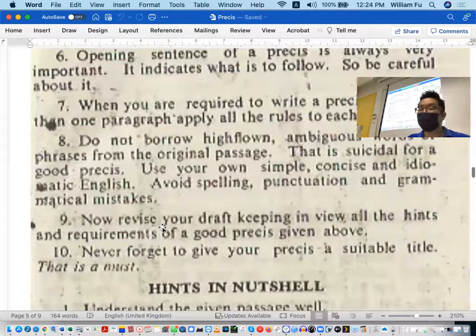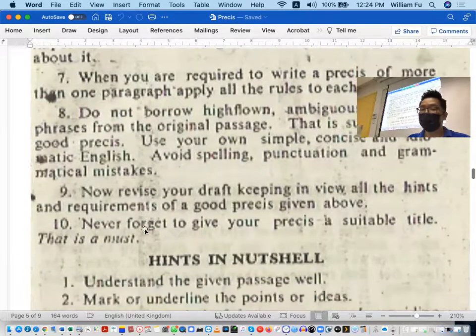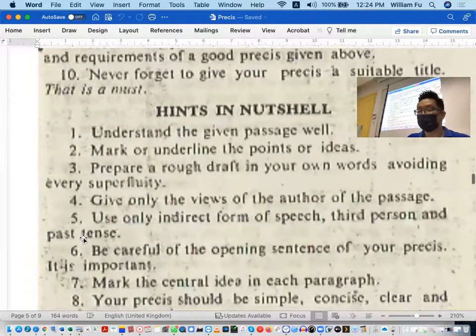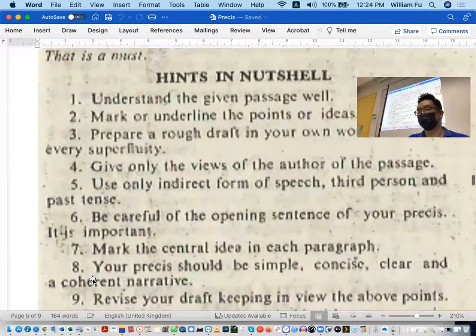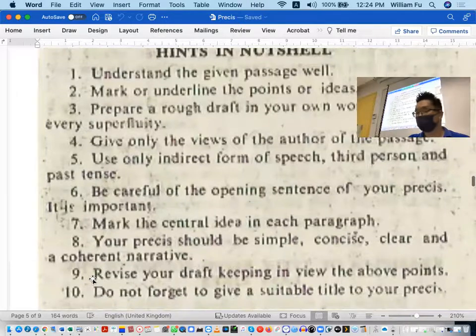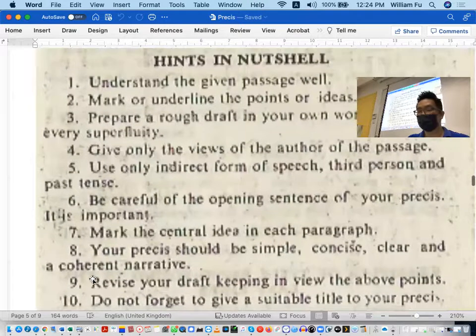Number 9, now you need to revise your draft, keeping in view all the hints and requirements of a good précis given above. And lastly, never forget to give your précis a suitable title. That is a must. In a nutshell, all these points are to remind you, just like a pre-exam reminder.